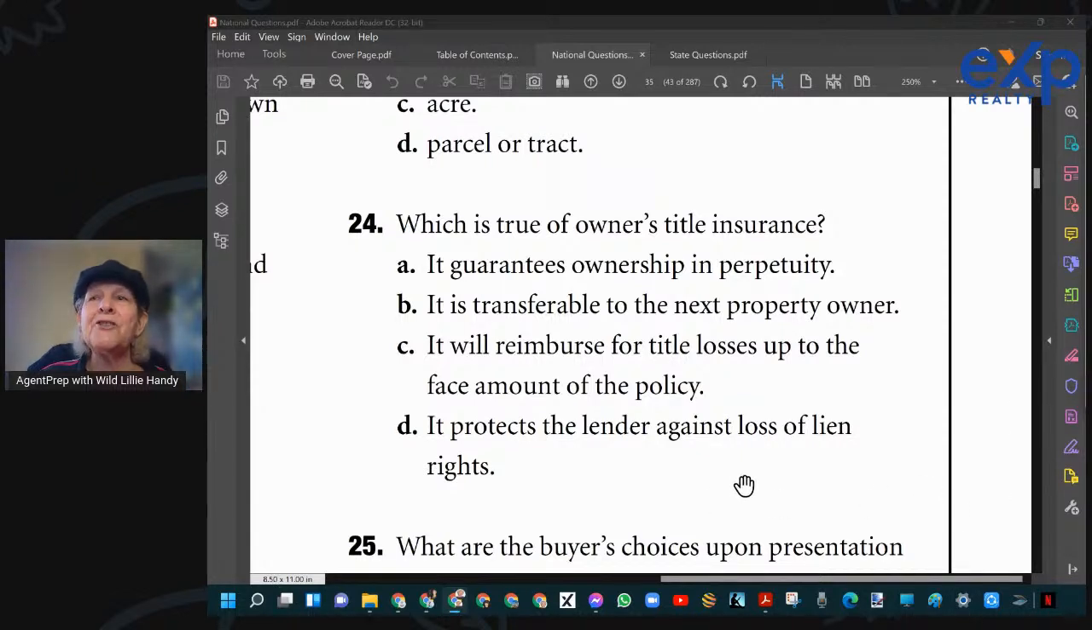Okay, so what does insurance do? Home insurance, home warranty insurance, life insurance, health insurance. They all have something in common. Yes. All of you are doing it. Yeah, awesome. That's right. It will reimburse for title losses up to the face amount of the policy. Excellent. Very good.